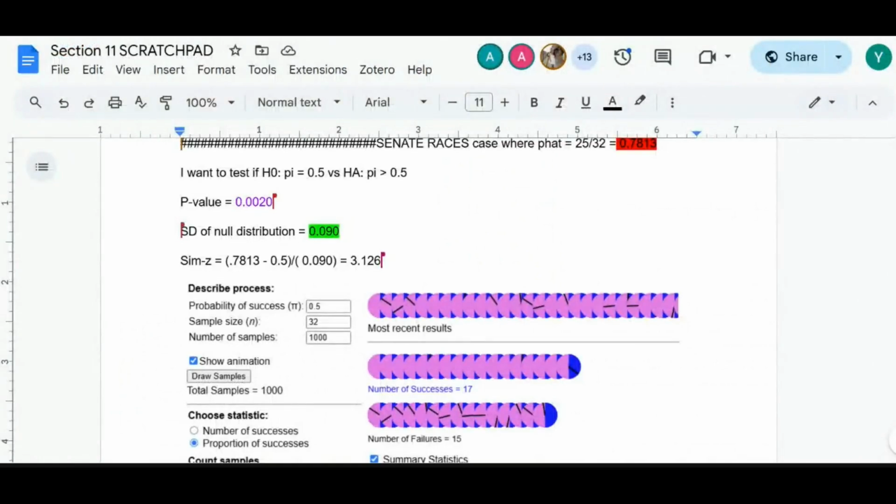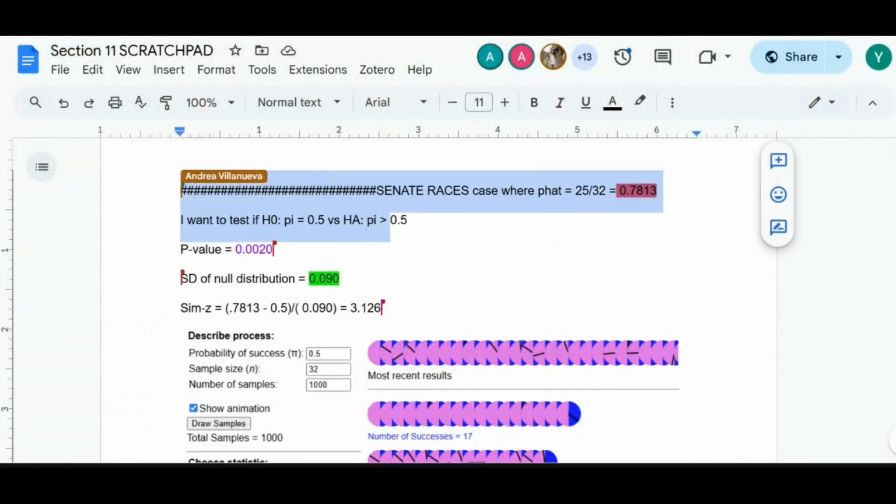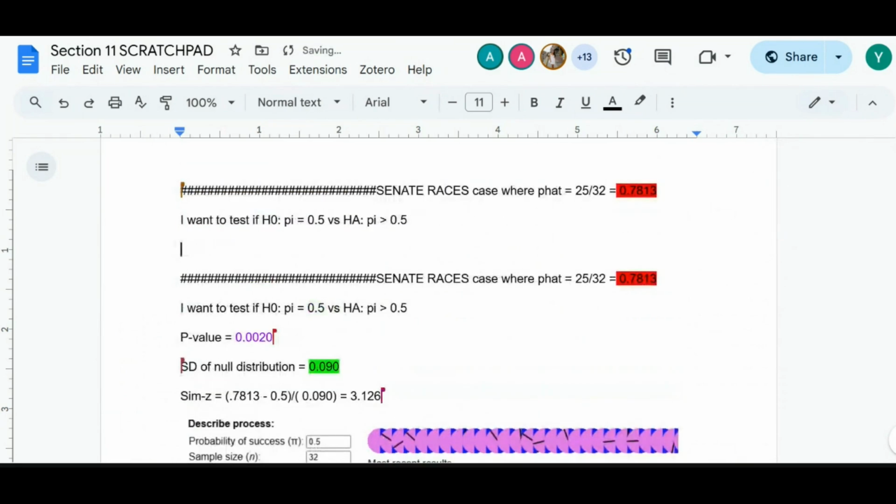Let's have you do this as well. To make it more realistic, I'm not going to call it Senate race anymore. I'm going to say House races, okay? Let's say House.